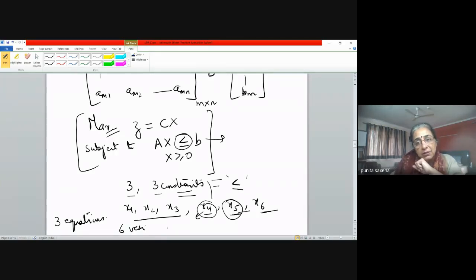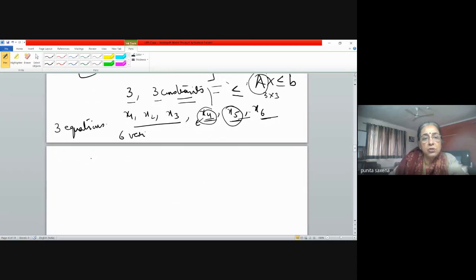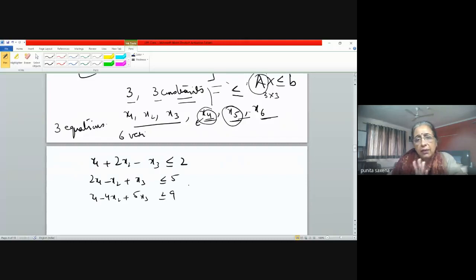But how many variables do I have? 6 variables. Now, in these equations, जो हमारे पास ये एक constraint था, ax less than or equal to b, तो A was what? A 3x3 matrix. ठीक है ना? अब हमने जब ये x4, x5, x6 introduce करे, तो x4 किस constraint में add हुआ? First constraint में. चलो इसको लिख लेते हैं एक बारी, and then randomly कुछ भी बना लेती हूँ मैं. So supposing your initial constraints were say x1 plus 2x2 minus x3 less than or equal to 2, 2x1 minus x2 plus x3 less than or equal to 5, x1 minus 4x2 plus 5x3 less than or equal to 9. Is this okay? अभी मैं कोई ऑब्जेक्टिव फंक्शन की बात नहीं कर रही, अभी हम सिर्फ कॉन्स्टेंट्स की बात करेंगे, ठीक है?